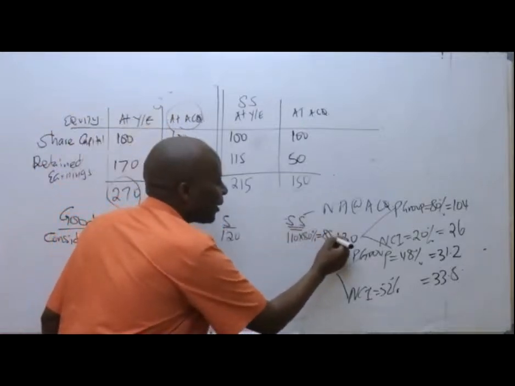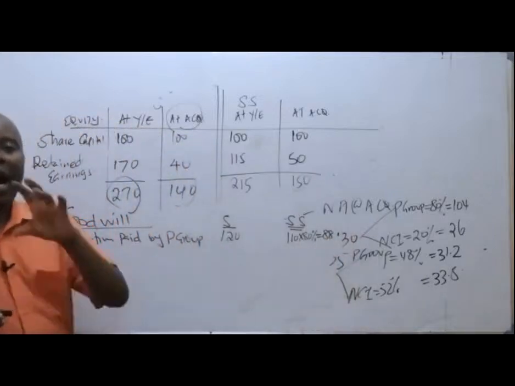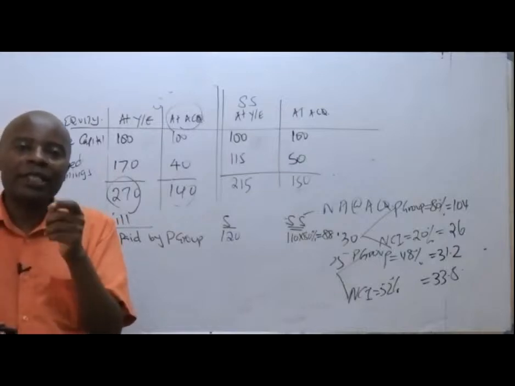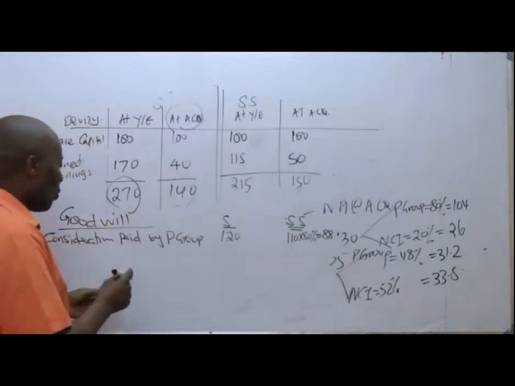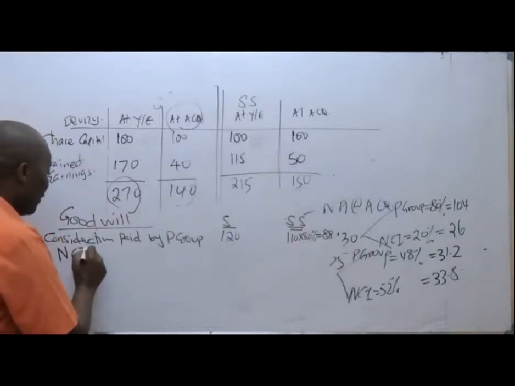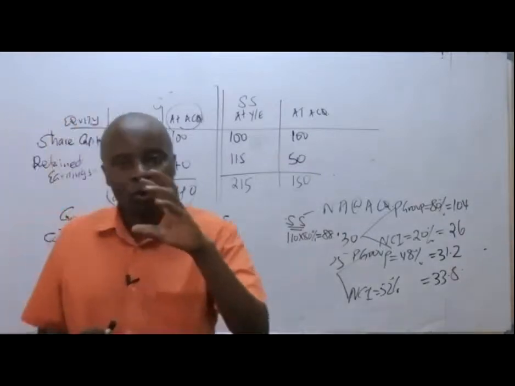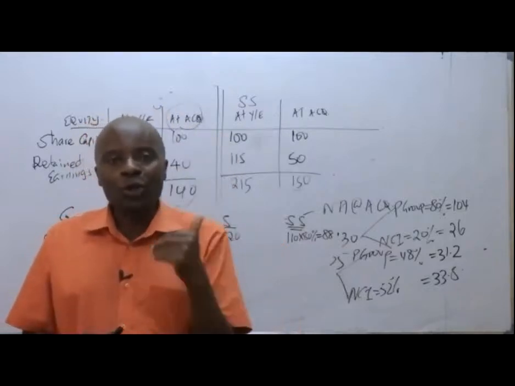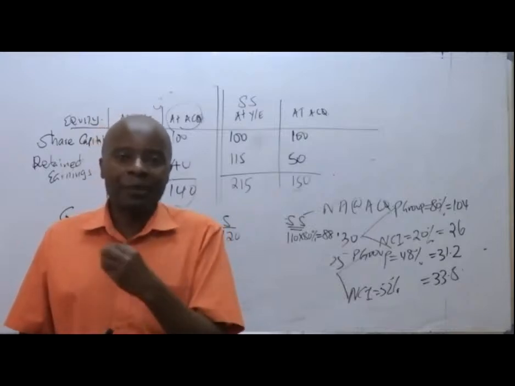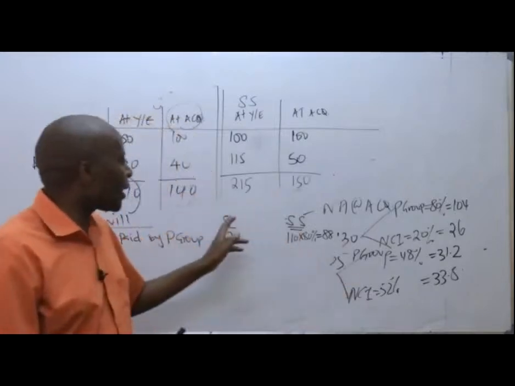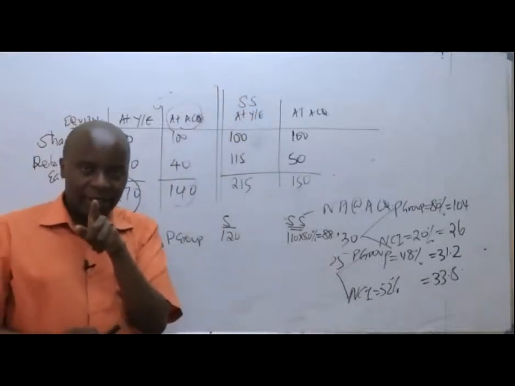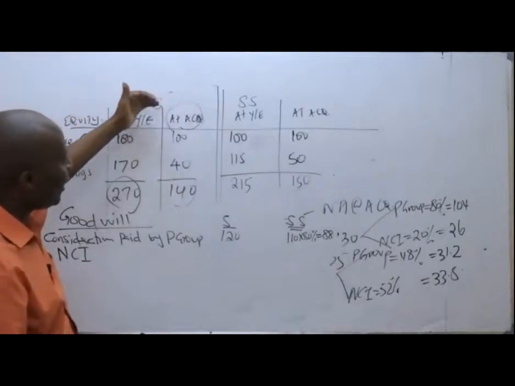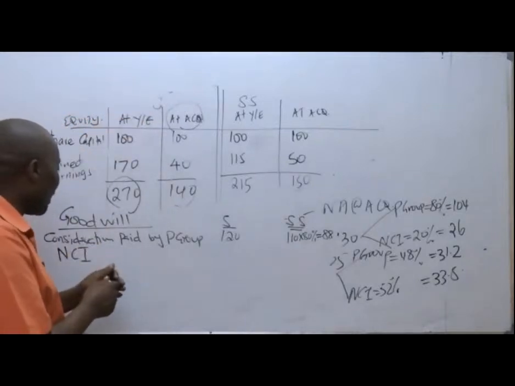Now, ladies and gentlemen, remember, we never acquired this alone. We have NCI. So could you kindly come and give us NCI? For NCI, we either go the fair value way or the proportionate method. This examiner has told us to use the proportionate method. Like now for S, we know the NCI percentage was 20%. So 20% of the net assets of S.